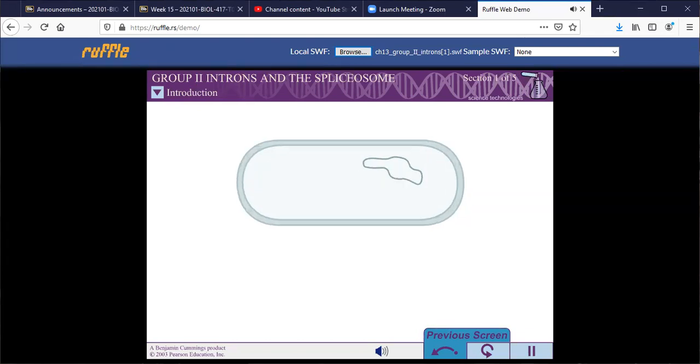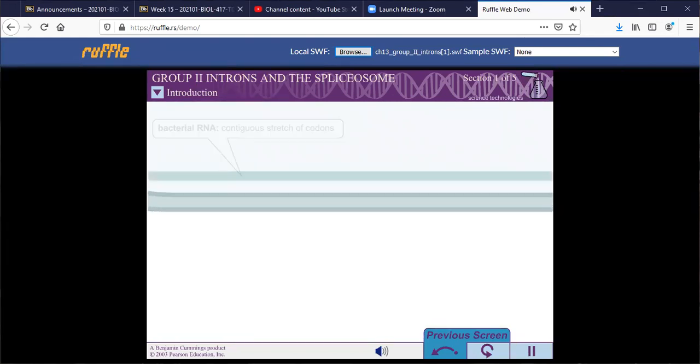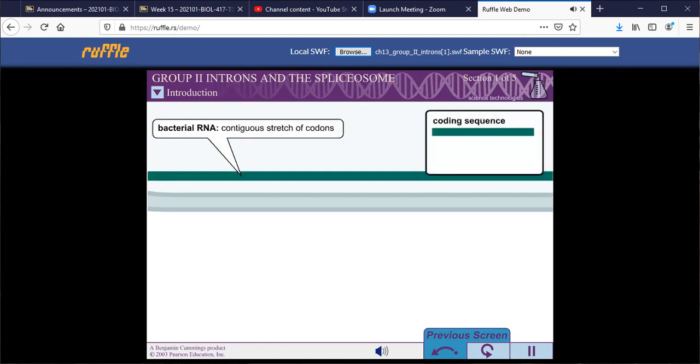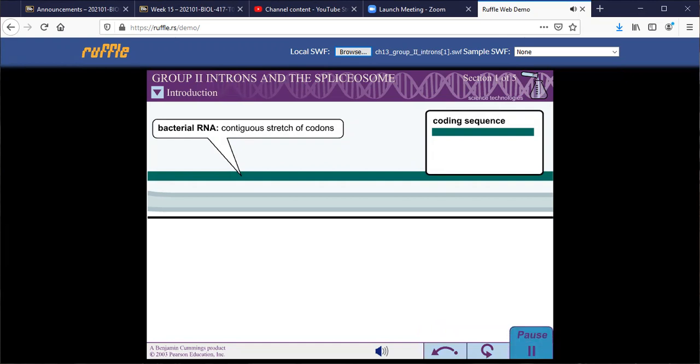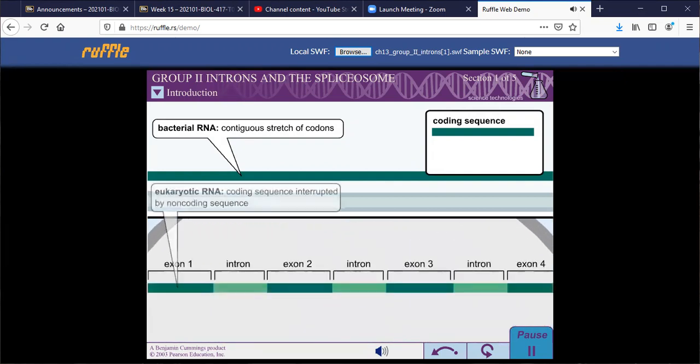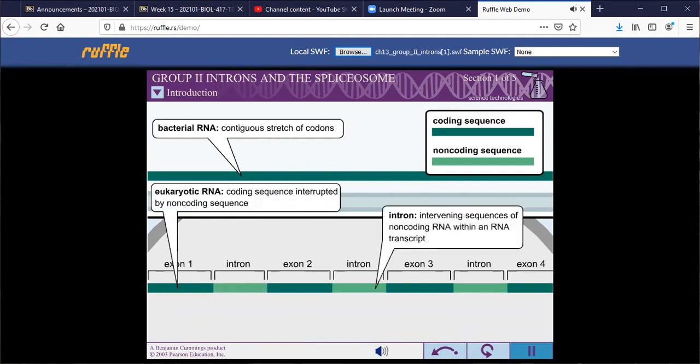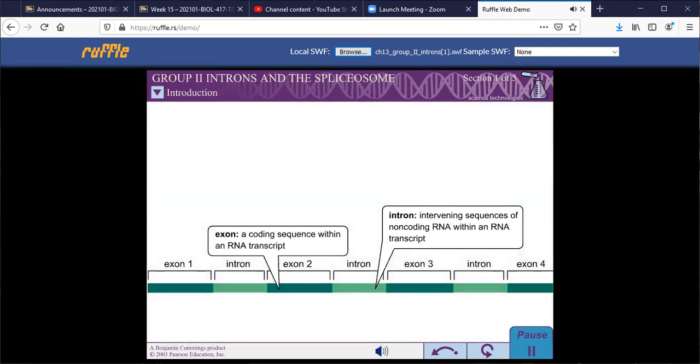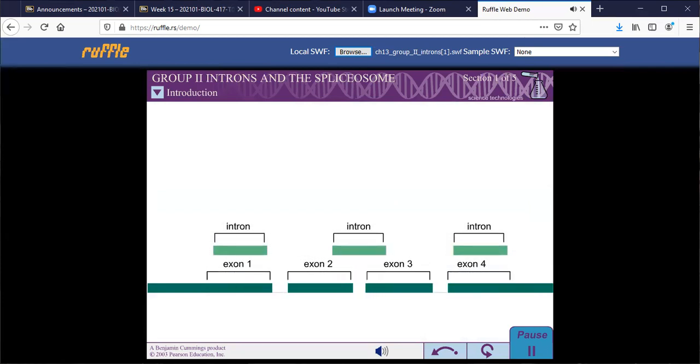Bacterial RNA molecules are made up of contiguous stretches of codons, in which the codon for each amino acid is immediately adjacent to the codon for the next amino acid in the polypeptide chain. However, most eukaryotic RNA molecules contain stretches of non-coding sequence called introns. The introns are surrounded by coding sequences called exons. Before these RNA molecules can be used in the cell, the introns must be removed and the exons must be spliced together.